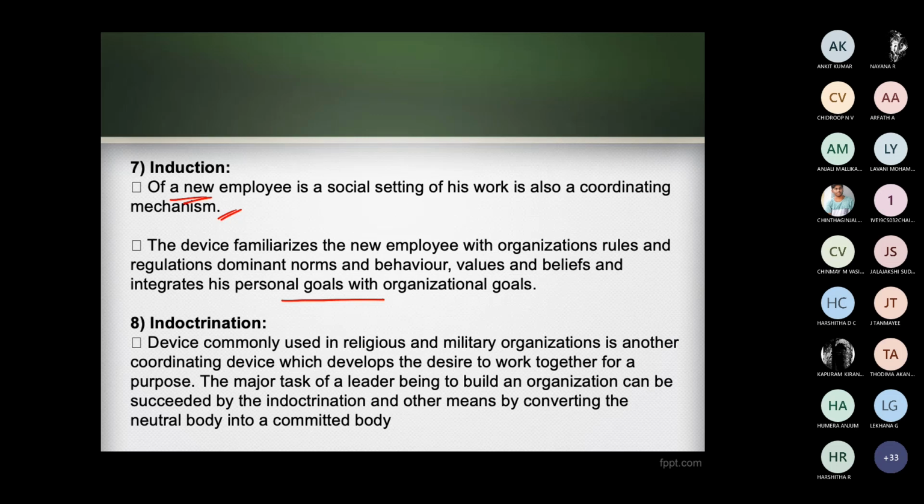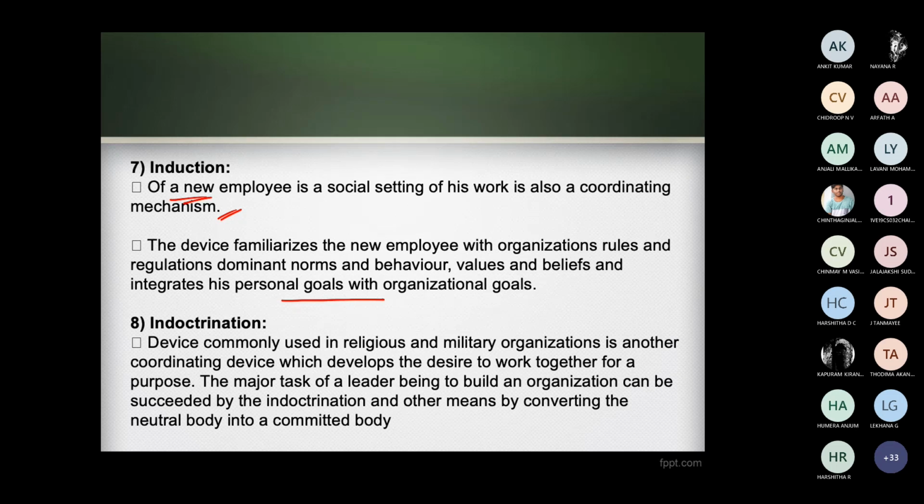For example, whenever a new employee comes into the organization, like you people who joined our organization, at the beginning of your first semester a 15-day induction program was done for you people. What was that? Induction means we see how you can come and fit into our organization.